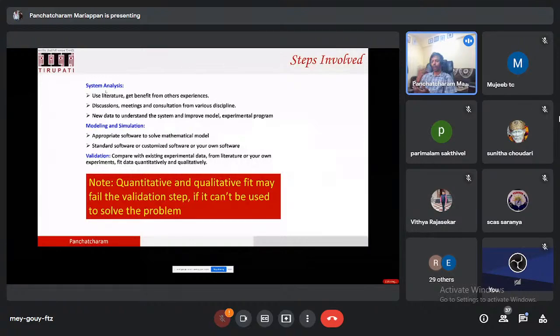Then you have to do modeling and simulation. Modeling and simulation means you develop a mathematical model and then use appropriate software to solve it. Sometimes you may need standard software or customized software. Then you have to do the validation step. Validation is nothing but comparison with existing experimental data. You might have solved the problem, but experimental data may already exist. People might have already solved something, or some benchmark or literature or experiment may be there. You have to validate against it, to see whether it fits qualitatively or quantitatively. You have to do both quantitative validation and qualitative validation. Sometimes it may fail the validation, and in that case, you should not use that model to solve the problem. Okay, that is the next topic.